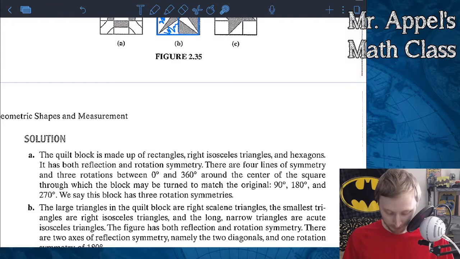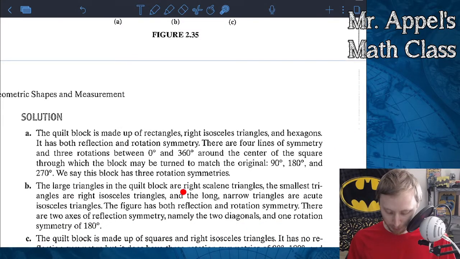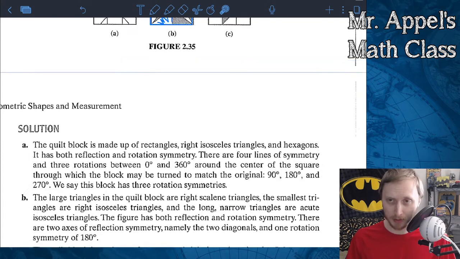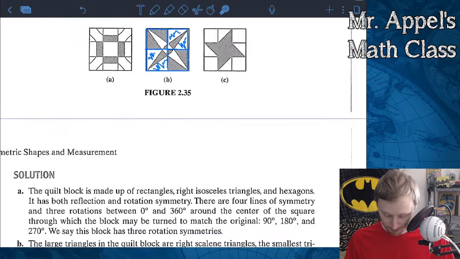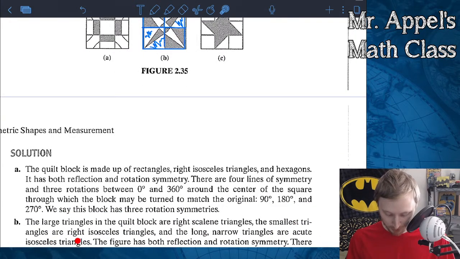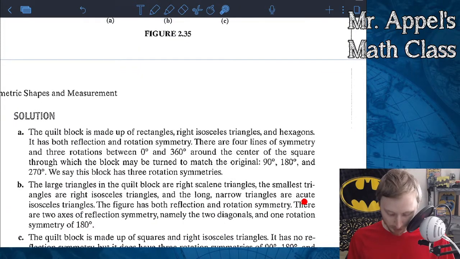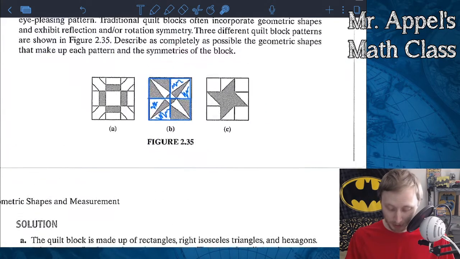B. The large triangles in the quilt block are right scalene triangles. So large triangles would be these guys here. The smallest triangles are right isosceles triangles. That'd be the little ones in the center. And the long, narrow triangles are acute isosceles triangles. The figure has both reflection and rotation symmetry. There are 2 axes of reflection symmetry, namely the 2 diagonals, and 1 rotation symmetry of 180 degrees.